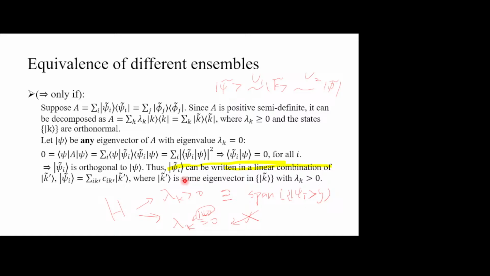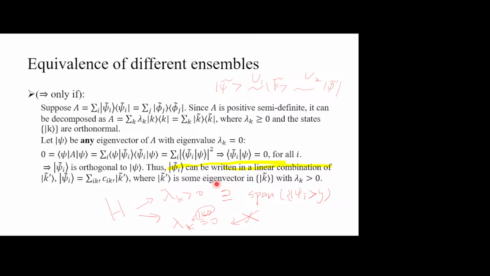Okay. I guess we don't really need this prime here, but anyway, we use prime here. And so k tilde is defined for those lambda k greater than 0.